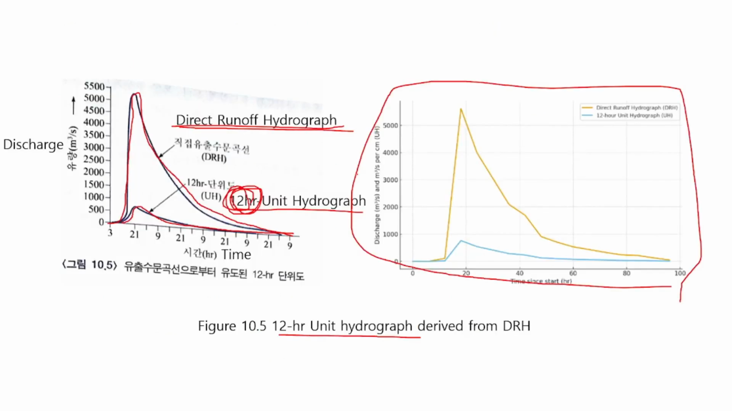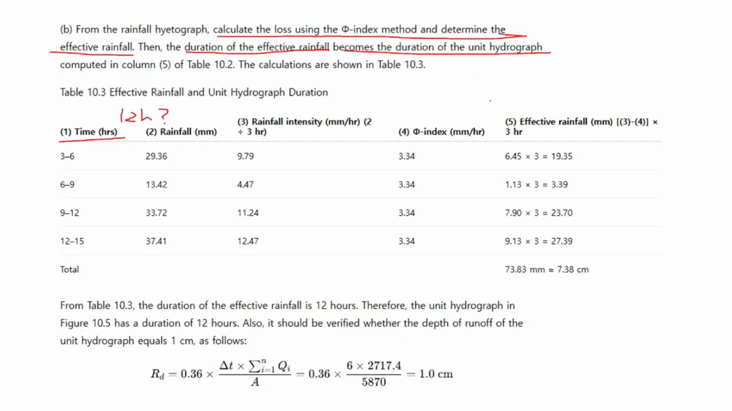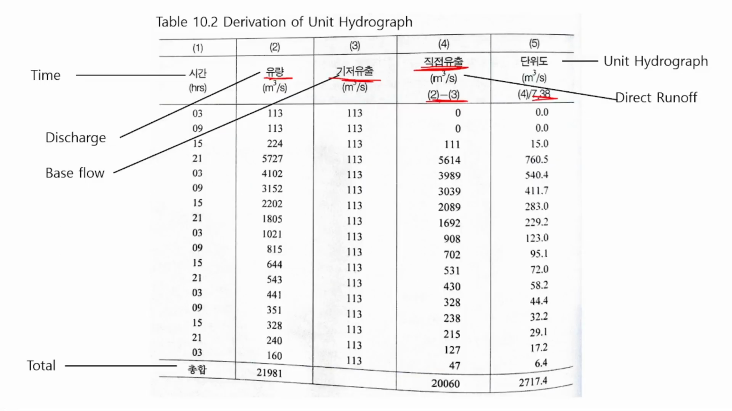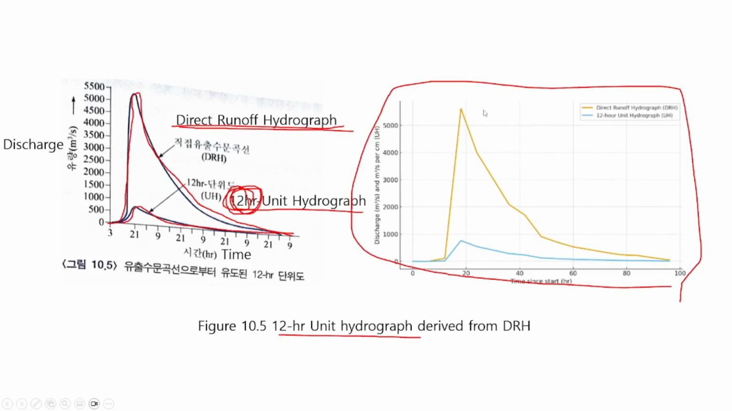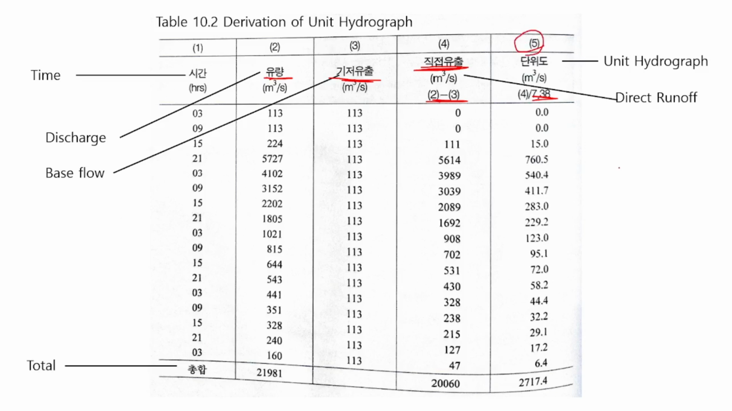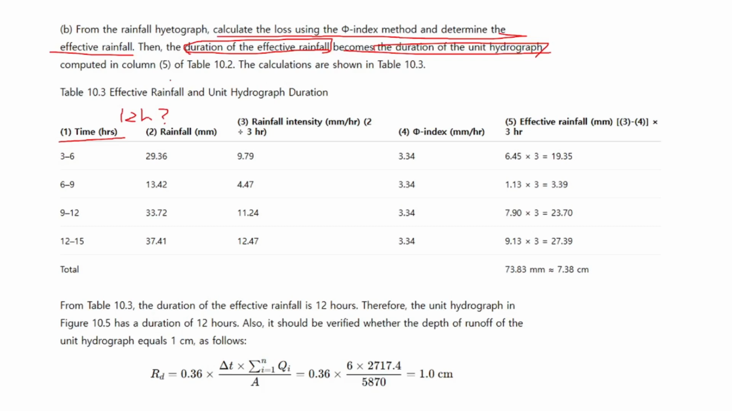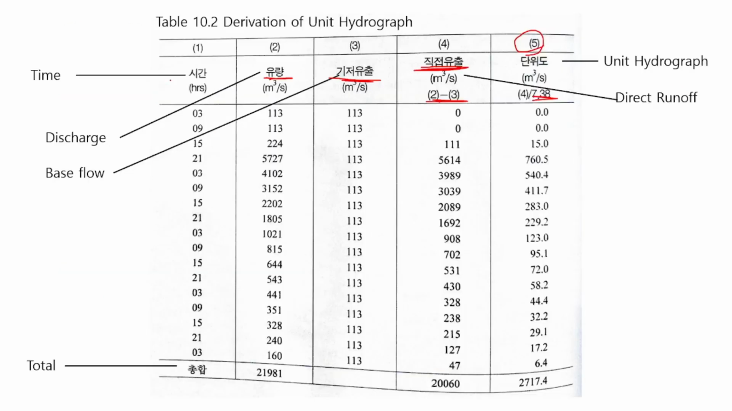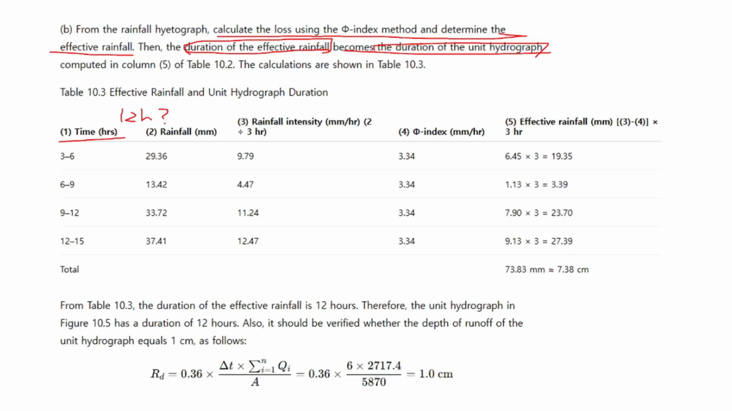The figure is from the textbook and it already has the 12 hours inside, but in reality, we actually have to calculate the duration of the effective rainfall first. Whatever the duration of the effective rainfall is becomes the duration of the unit hydrograph. It's computed in column 5 of table 10.2. So we have the unit hydrograph in column 5, but to find its duration, we have to calculate the duration of the effective rainfall first. The calculations are shown in table 10.3.